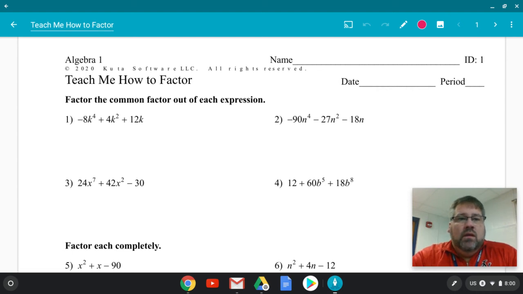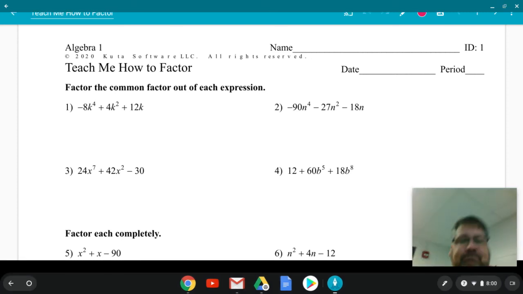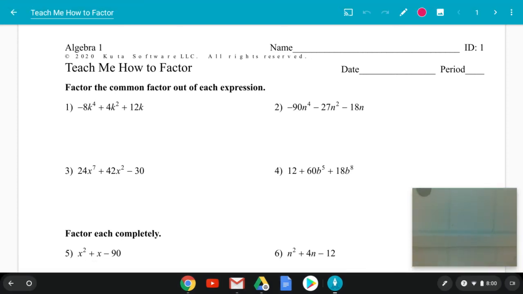Let's start by going over the odd questions on your Teach Me How to Factor problems. Let's go to work. The first two questions, directions said to factor the common factor out of each expression, which is code for find the GCF, or the greatest common factor.